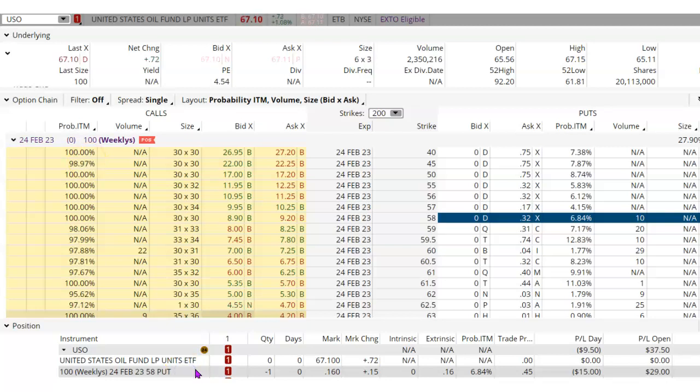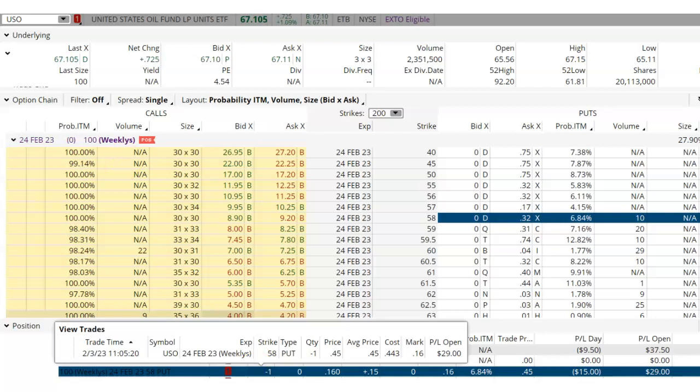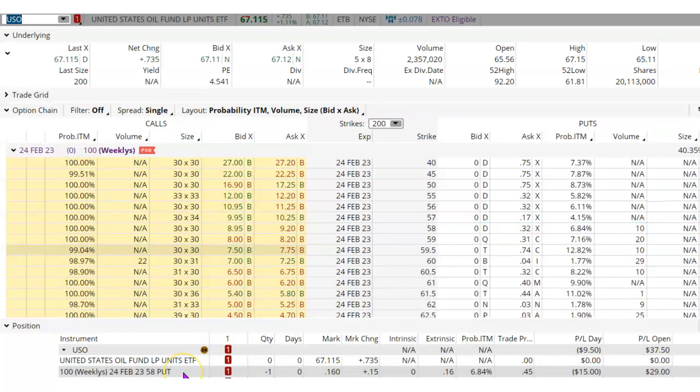It is a short put position, and the trade was done on February 3rd, which was 21 days ago. So 3 weeks ago, I had sold this put option. The strike price is $58, and I received a premium of 45 cents per share. Each contract controls 100 shares of the underlying ETF, so I received $45 for my put option.